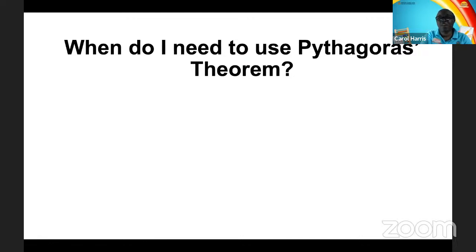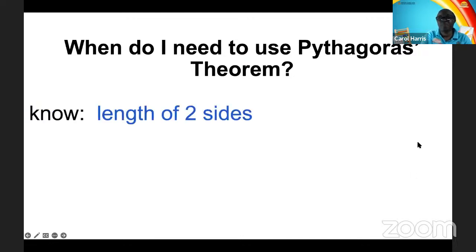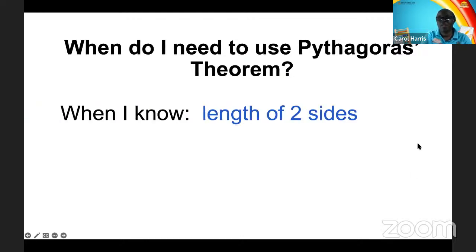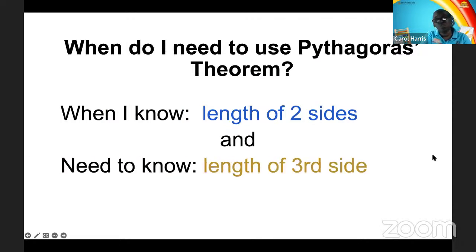And when do I use the Pythagoras theorem? When I know two sides, whether it be the hypotenuse and one side, or two sides, and I need to find what sometimes people call the legs. I shouldn't say vertical and horizontal, it doesn't have to be vertical and horizontal. Once I know two sides and I need to find a third, then I'll use Pythagoras' theorem. Okay?